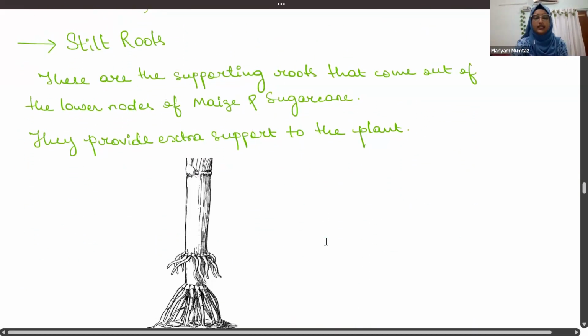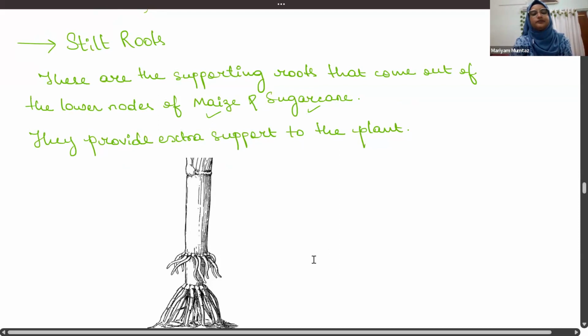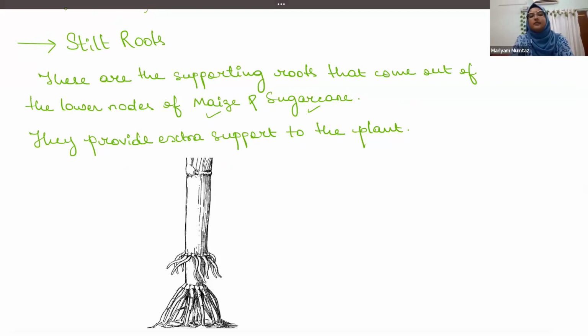Now, this is a new thing. Now, see, in the plants like maize and sugarcane, is my voice clear to you guys? Yes. Okay, I am under the weather, so my voice is a little stuffy, so I'm sorry for that. All right. So about the stilt roots. So they are basically the supporting roots. Okay, they are the supporting roots. What is their prime function? If somebody says stilt root, what would you think? You would think supporting, right?